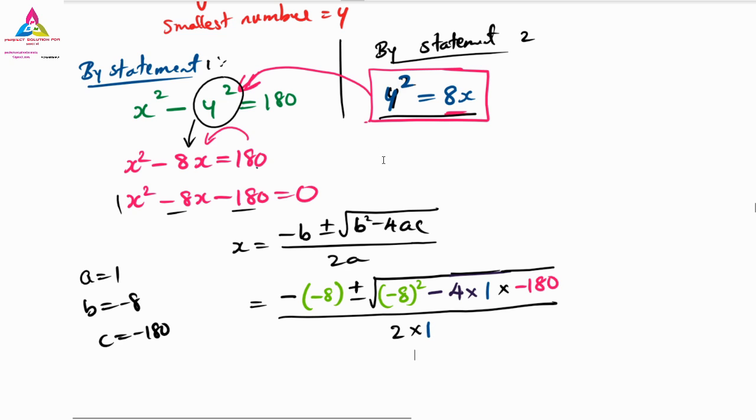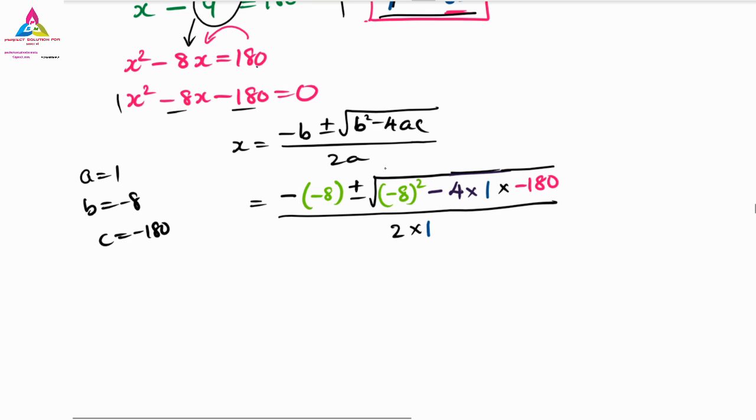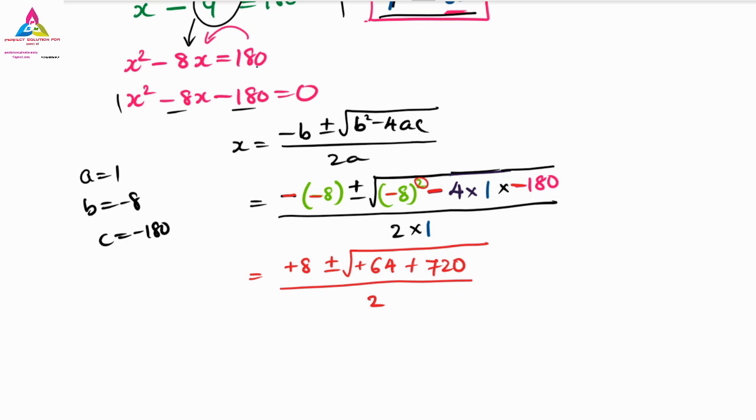Now we will find the final answer. Calculate it and find the final answer. Here you can see negative into negative is positive 8, plus or minus root. Minus square, it will become positive. 8 square is 64, minus into minus is positive. 4 ones are 4, 4 1 8 is 18, 4 8s are 72 and 0. Whole divided by 2 ones are 2. So 8 I will write as it is, very good. Plus or minus root 720 plus 64, 784. Whole divided by 2.